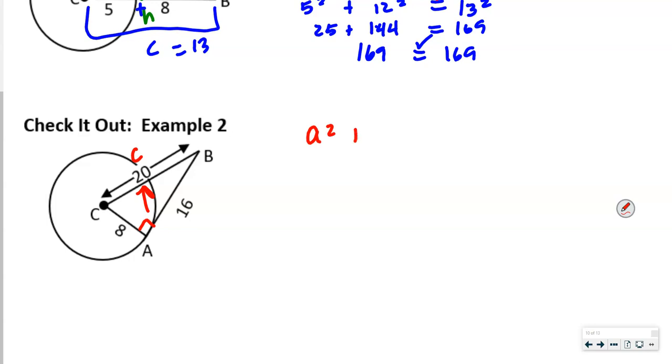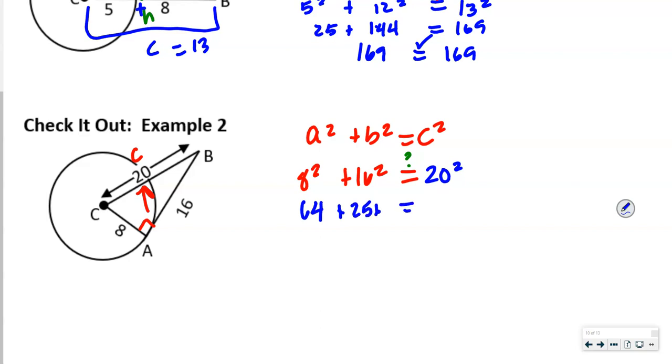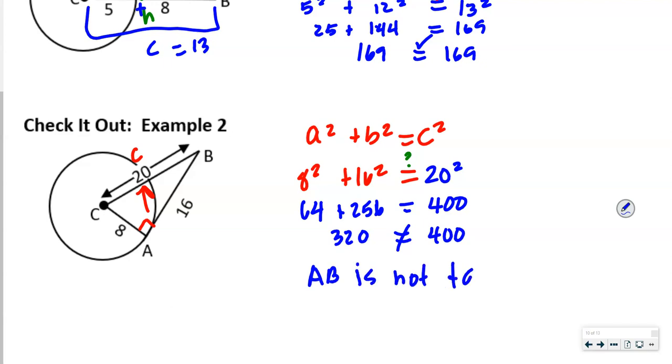So we're going to do our a squared plus b squared equals c squared again. So we're going to do 8 squared plus 16 squared, and what we want to know is, does that equal 20 squared, right? Okay, so this is going to be 64 plus 256 equals 400. 64 plus 256 is actually 320, and 320 does not equal 400. So AB is not tangent to circle C. Okay?